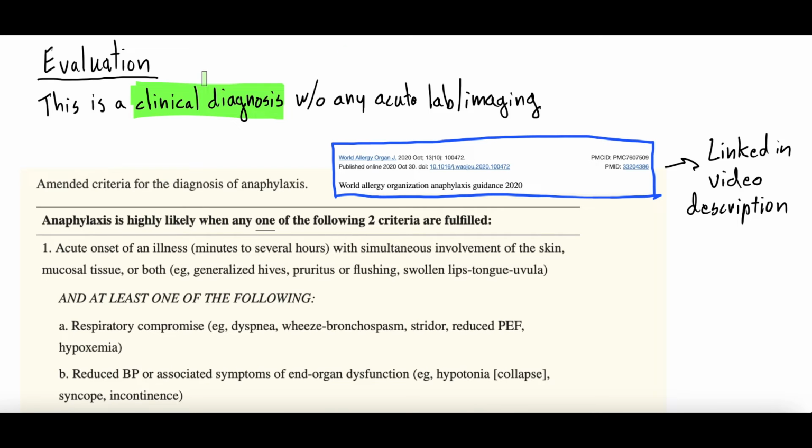So there's a beauty to it, but also a challenge to it, because there's no piece of blood work or imaging that you can get back in a decent amount of time to clinch this diagnosis. It is based off your history and physical exam. So there's no acute lab or imaging to do to diagnose it. So then how do we clinically diagnose it? Well, we're going to go through two charts. They're similar. One is by the World Health Organization from the World Allergy Organization Anaphylaxis Guidance of 2020.